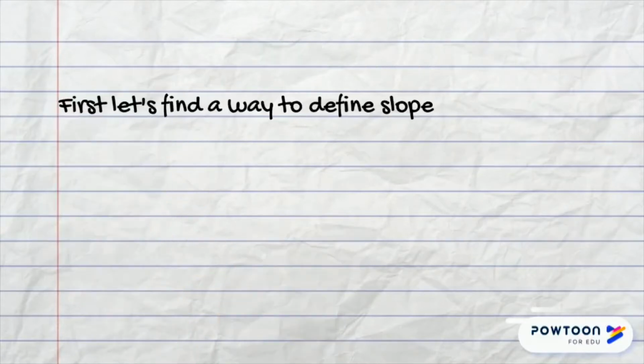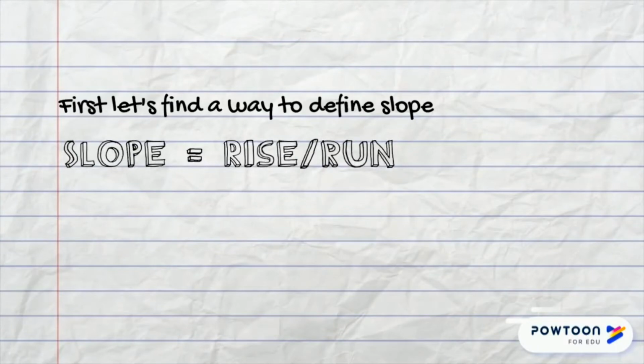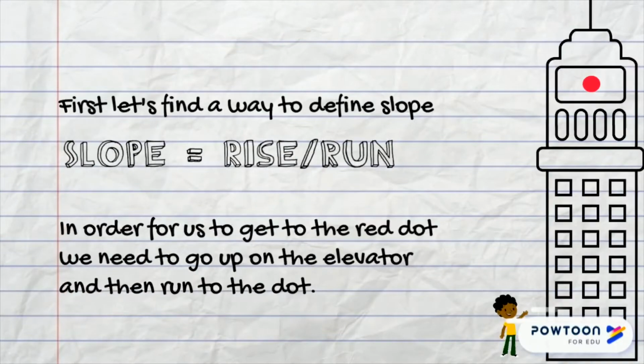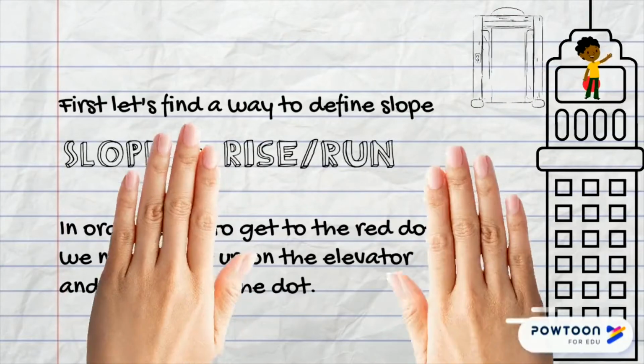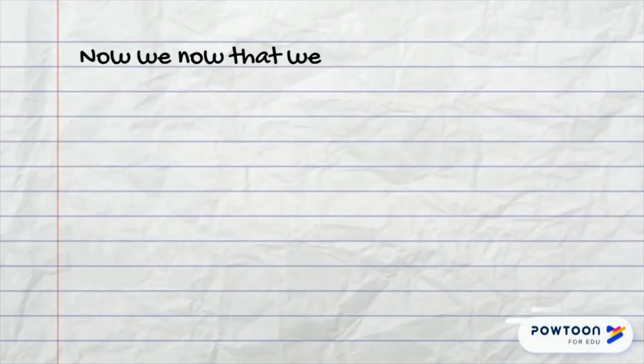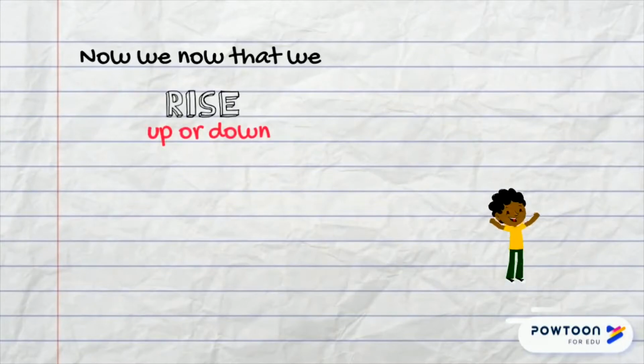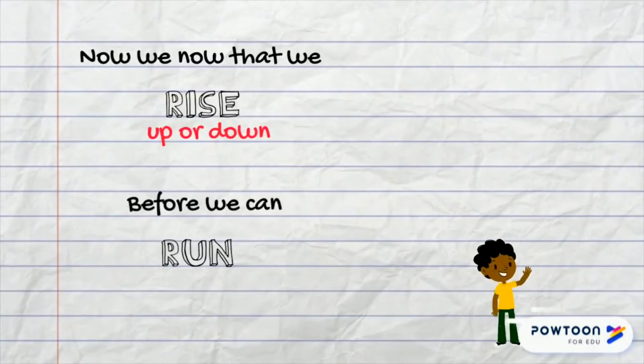First, let's find a way to define slope. Slope equals rise over run. In order for us to get to the red dot, we need to go up on the elevator and then run to the dot. Now we know that we rise up or down before we can run left or right.